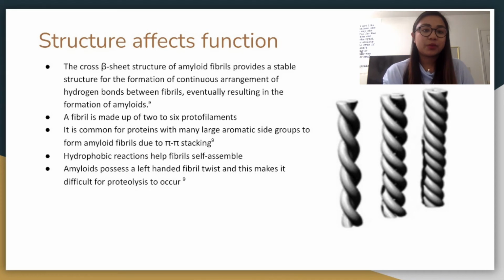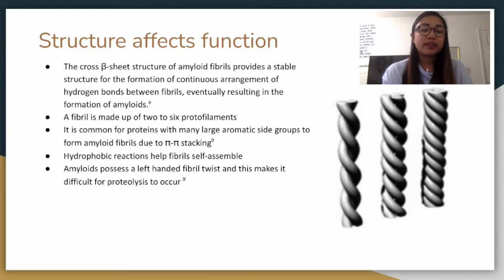Amyloids can be produced through different proteins found in the human body, and it is common for proteins with many large aromatic side groups to form amyloid fibrils because of the pi-pi stacking that occurs. With this being said, hydrophobic side chain interactions can also help fibrils self-assemble.